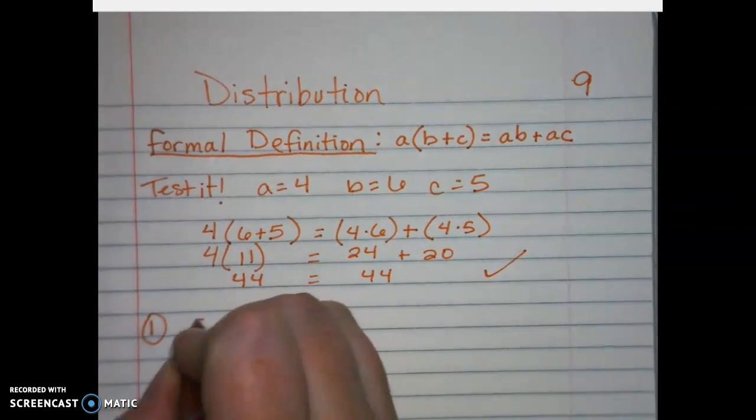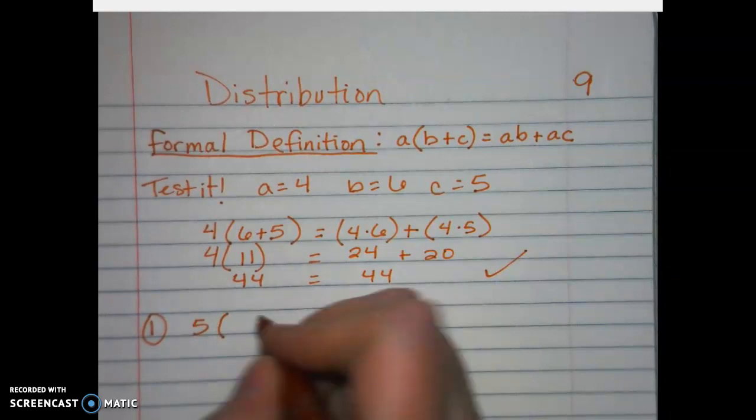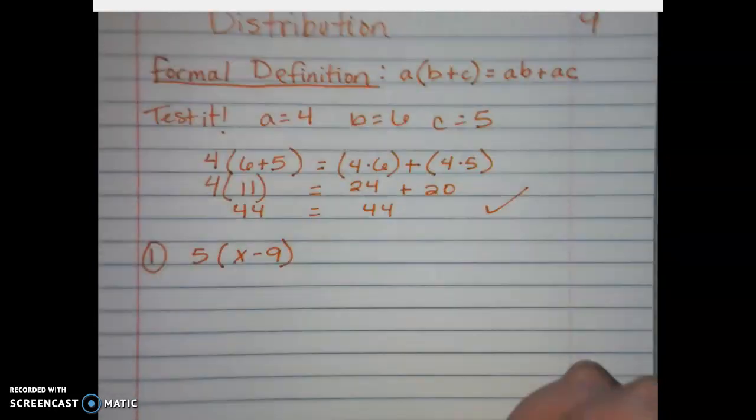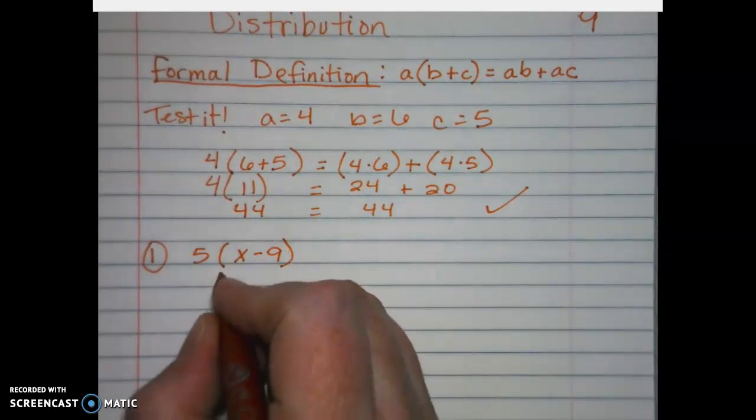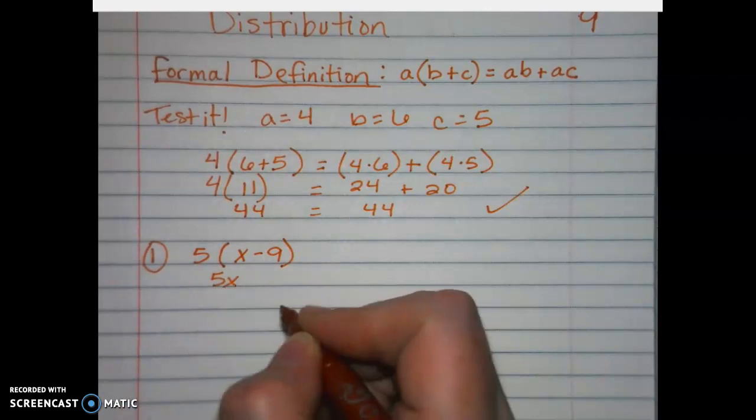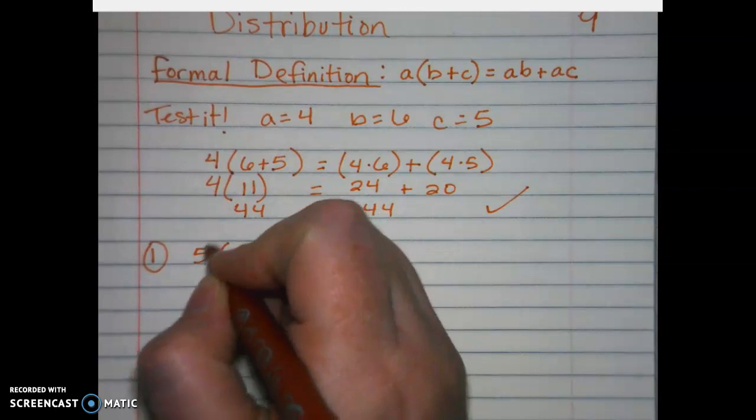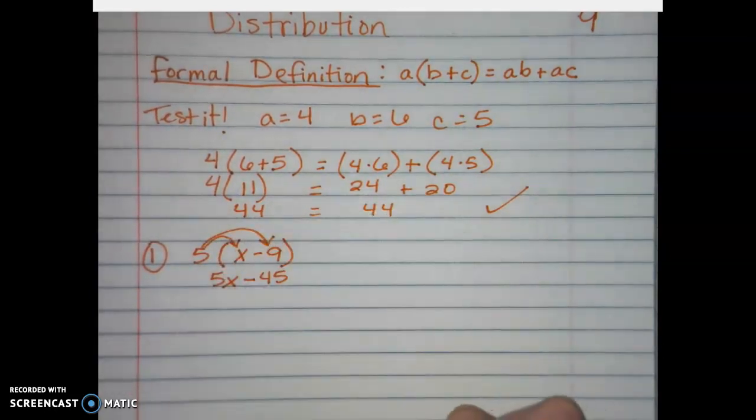Okay, so we've got 5 times x minus 9. This is just an expression because there's no equal sign. So I've got 5x minus 45 because I took the 5 times the x and the 5 times the negative 9.